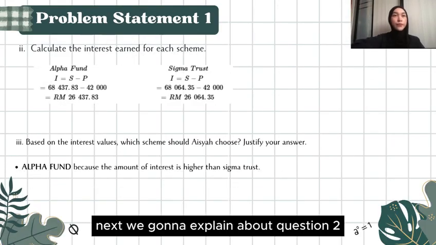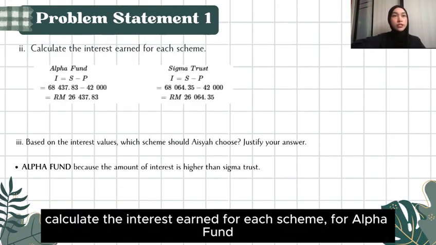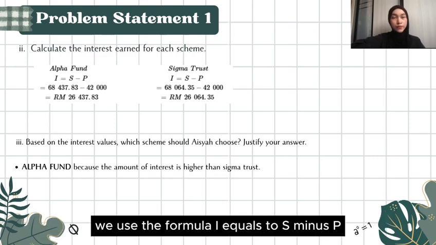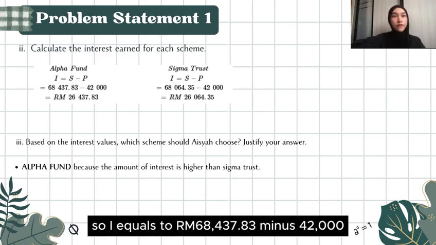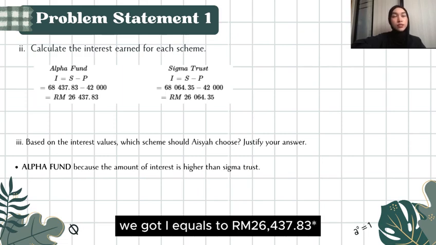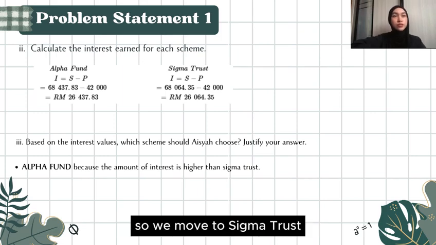Next, we're going to explain question 2. Calculate the interest earned for each scheme. For Alpha Fund, we use the formula I equals S minus P. So I equals 68,437 ringgit 83 cents minus 42,000. We got I equals 22,437 ringgit 83 cents.